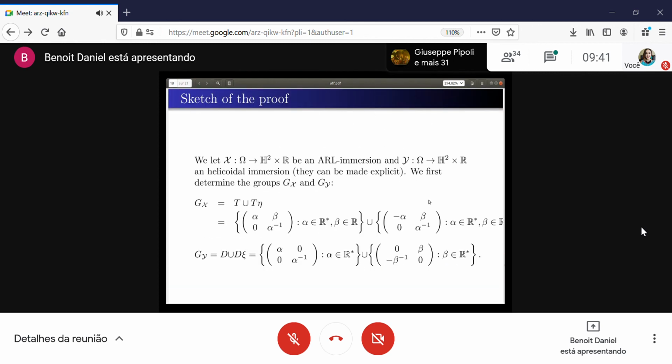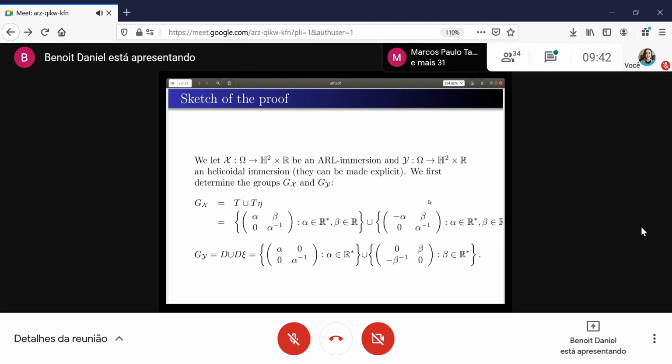And we can compute them. So we note by X a certain expression for the immersion of the ARL surface, and Y will be an immersion that gives me the helicoidal example. And they can be explicit. I'm not going to write the formula, but we can give explicit formulas from this. And actually, we can compute these groups Gx and Gy.